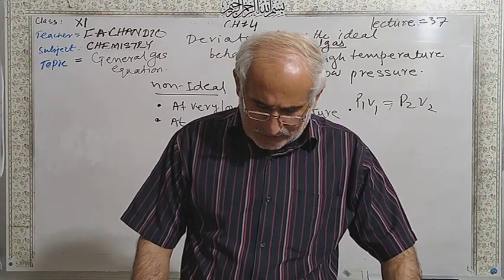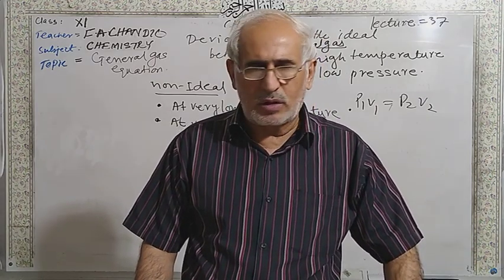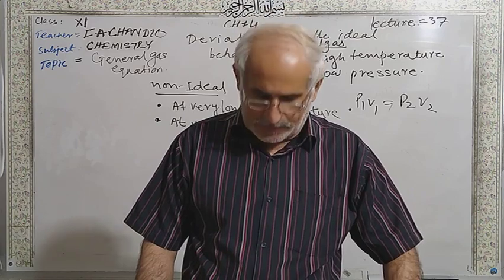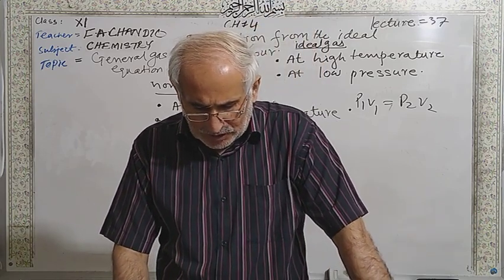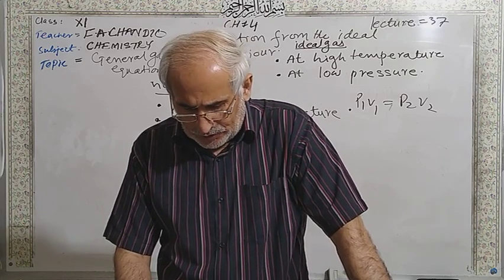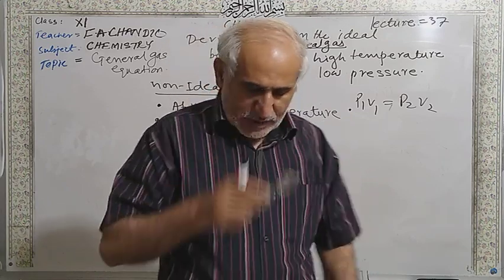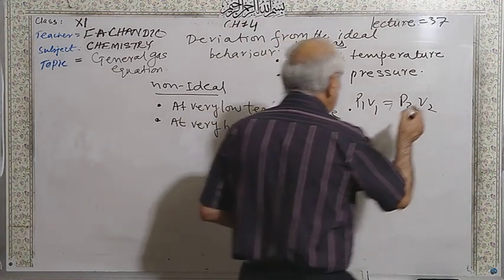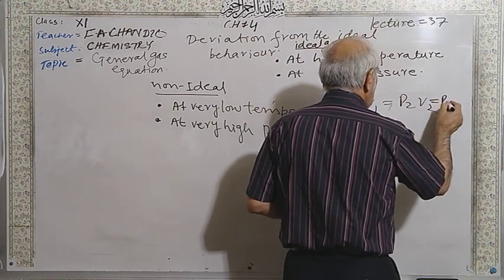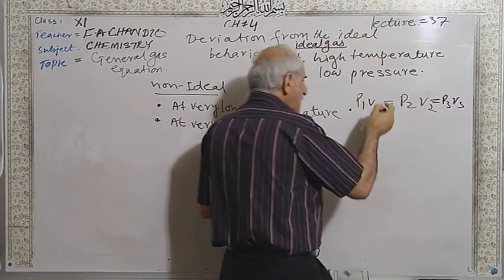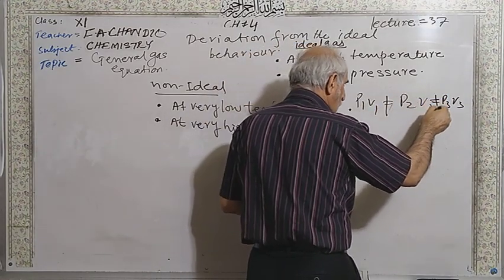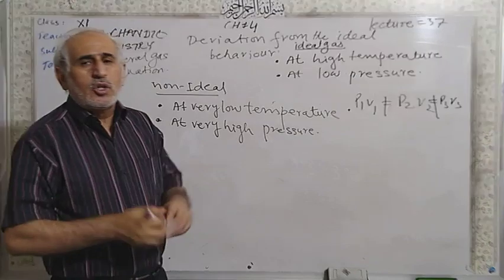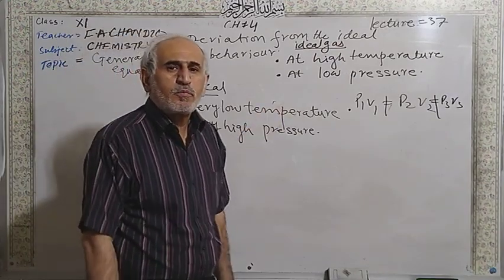If the pressure is 100, not 1000, this is wrong, 100 atmosphere and the volume is 0.384, the PV is equal to 38.34. It means P3V3. It means that P1V1 is not equal to P2V2 and P2V2 is not equal to P3V3. So Boyle's law is not obeyed.